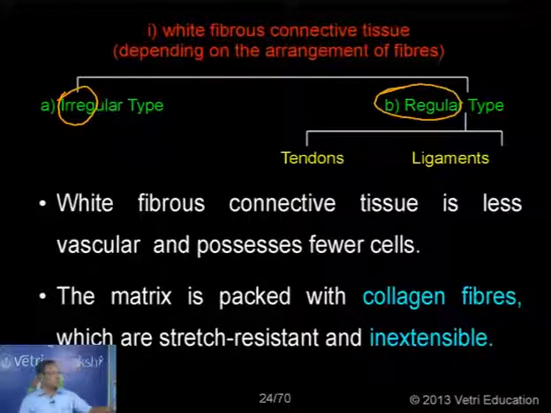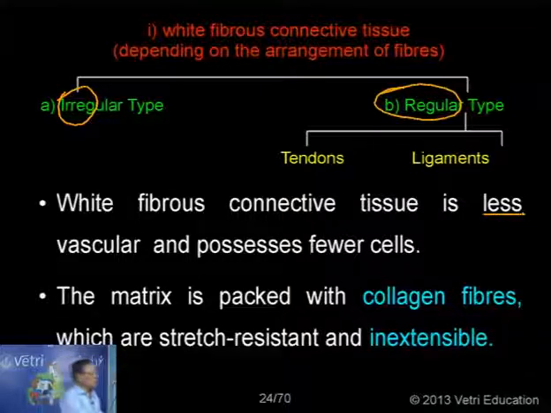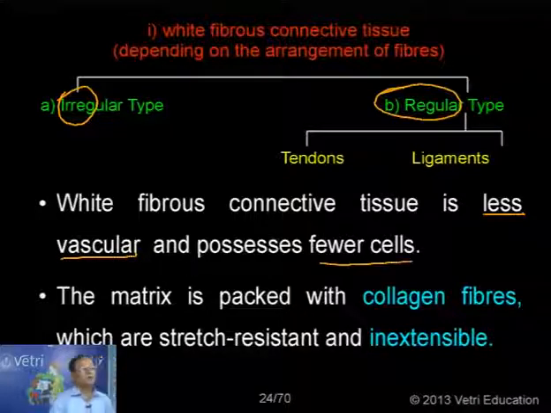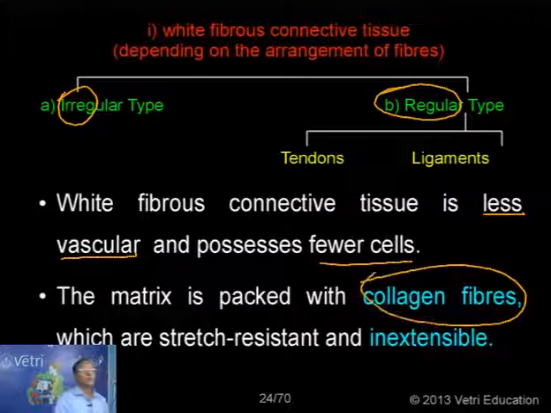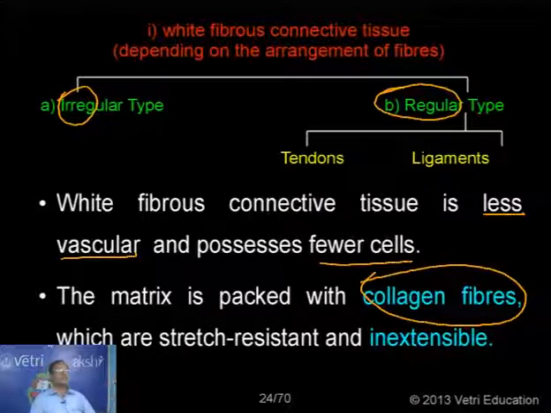In the case of white fibrous connective tissue, as I mentioned, it is less vascular. So, more fibers, fewer cells, and less blood supply. And I mentioned already that in dense fibrous tissue we have only one type of fiber, namely collagen fibers, made up of collagen protein, which is inelastic in nature, so it is inextensible. And also, as I mentioned earlier, stretch resistant.